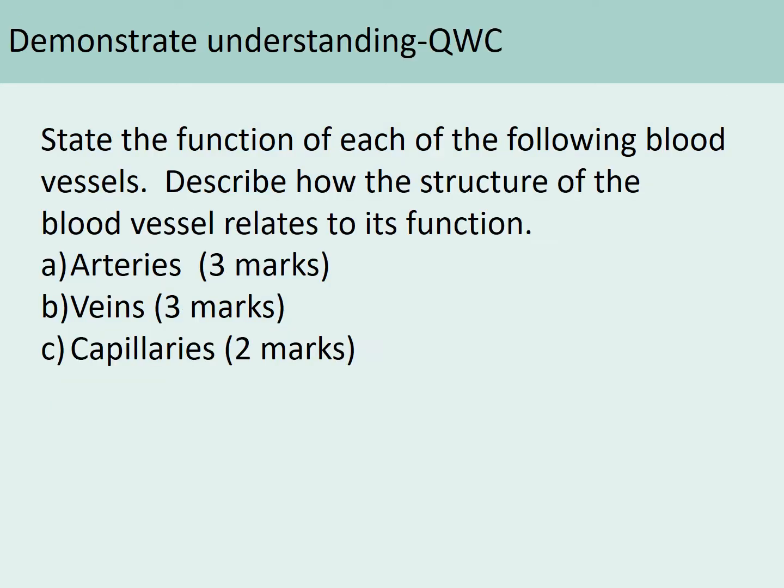Okay, so some proper questions now, just to demonstrate our understanding. There's only 3 parts to it. State the function of each of the following blood vessels. Describe how the structure of the blood vessel relates to its function. So if you could do this without looking at your notes, that will be great. So A for arteries is going to be worth 3 marks. B for veins is going to be worth 3 marks. C, capillaries, is only going to be 2 marks. So can you pause the video and can you have a go at that? If it is a total of 8 marks, then you should be taking at least 8 minutes in writing them.